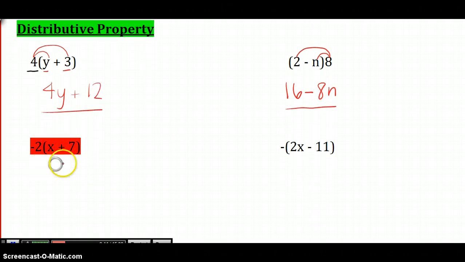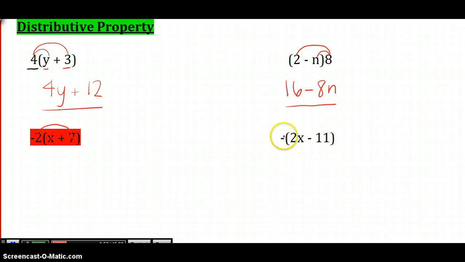Alright, I do want you to do this one in your notes. Distribute the negative 2 to both the x and the negative 7. Over here, we're just distributing this negative sign. And if you need to, you can put a 1 here because there is a 1 sitting there. If there's no number, it's just a negative sign, it is just like a negative 1.